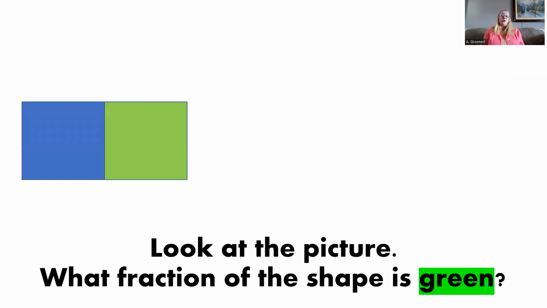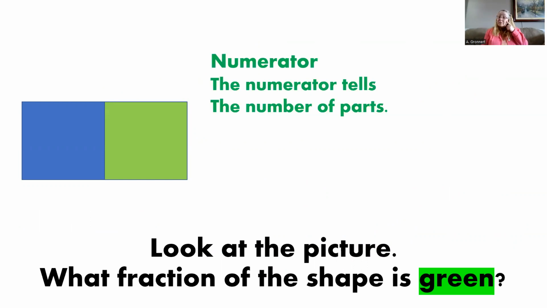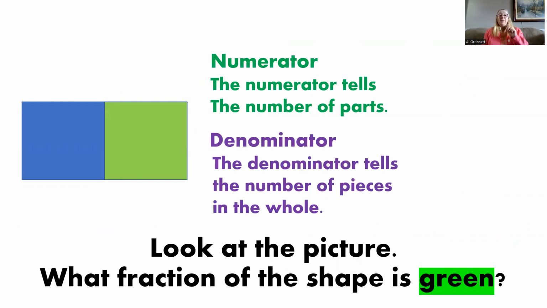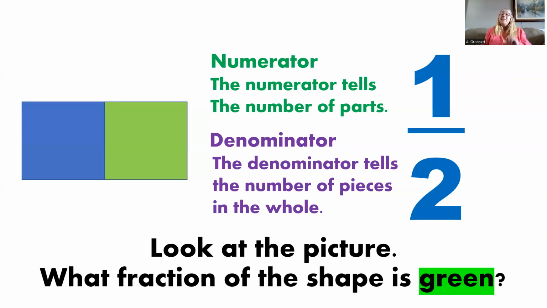Let's take a look at this picture. What fraction of the shape is green? Think about the numerator. How many parts are green? Remember, the numerator tells the number of parts, and the denominator tells the number of pieces in the whole. So, do you think you know what the fraction might be? Did you say 1/2? That's right. One of the parts is colored green, and there are two parts in total. So the fraction is 1/2.